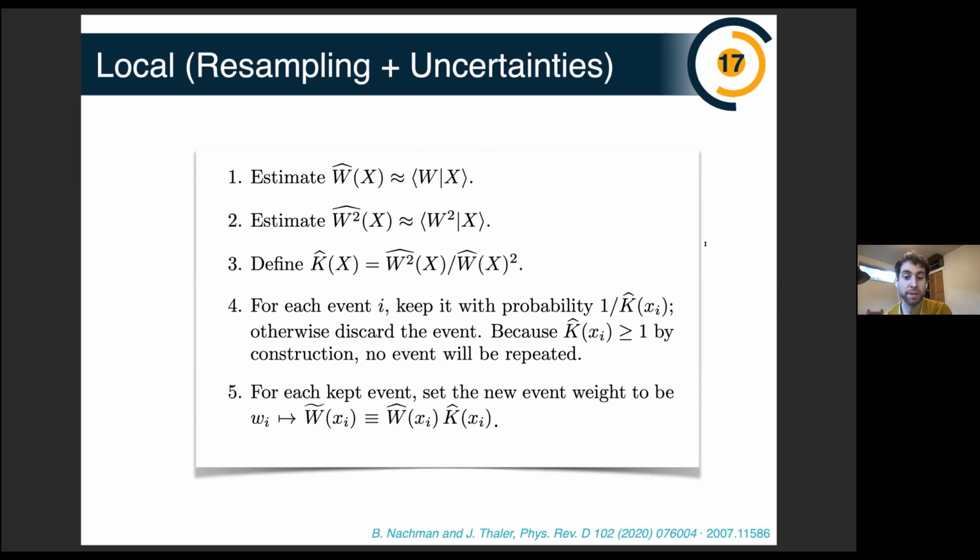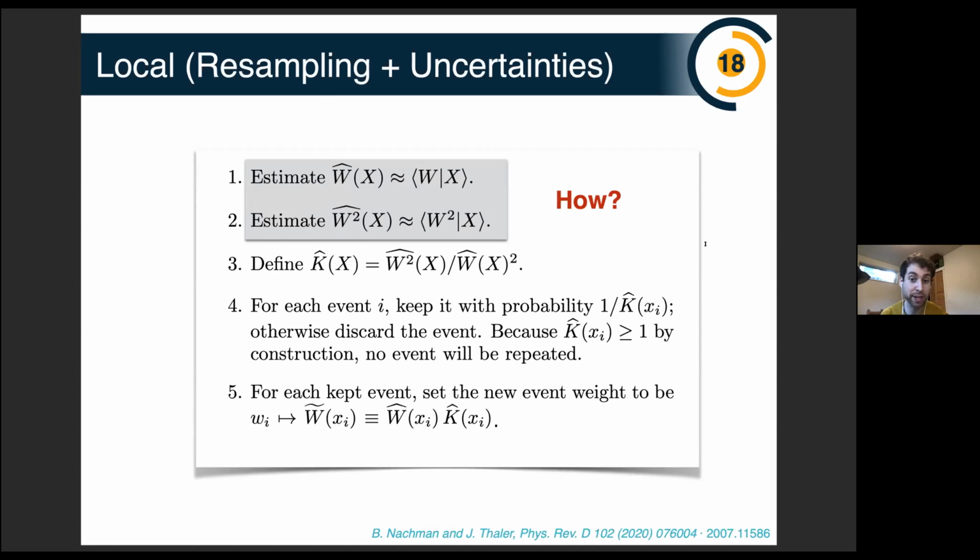So for each event, you basically reject it with some probability that's given by K. And then for the last step, you take the local weight and you scale it by K in order to account for the ones you've thrown away. And if you do this procedure, we claim that the cross-section is preserved and the local uncertainties are also preserved.